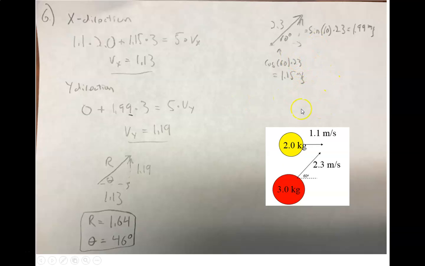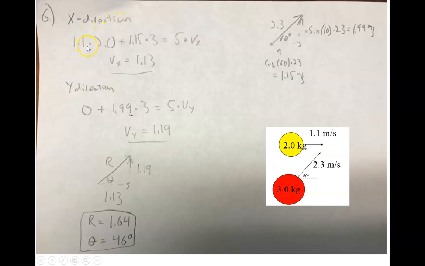The first thing we need to do is take this diagonal vector of 2.3 meters per second and break it up into its component vectors. So sine of 60 times 2.3 gives us 1.99, and the cosine of 60 times 2.3 gives us 1.15. Then we're going to start off in the x. It doesn't matter if we do the x or the y first. I'm just going to start off with x.